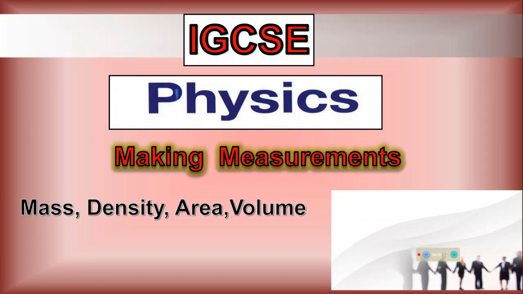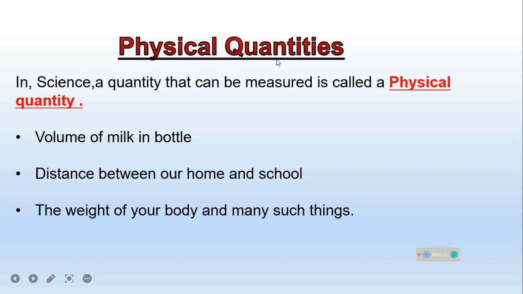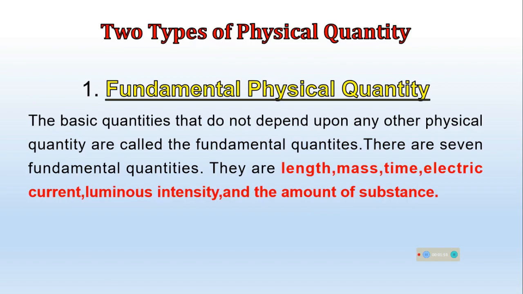Hello students, in this video we will learn about mass density and we'll discuss how to calculate area and volume. Physical quantities. In science, a quantity that can be measured is called a physical quantity. Examples: volume of milk in a bottle, distance between our home and school, and the weight of your body, and many such things. Two types of physical quantity.